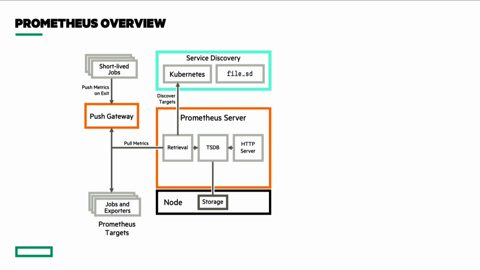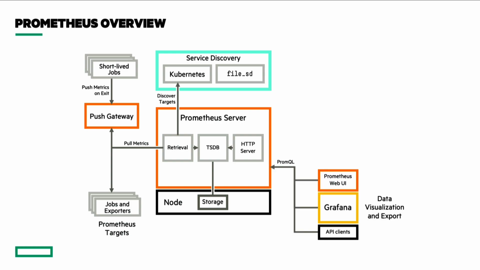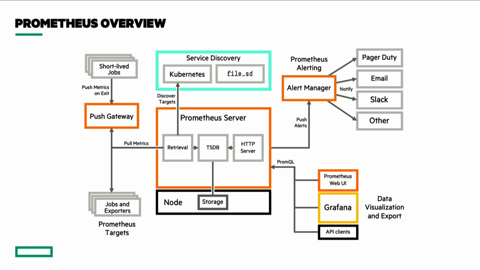Normally, you will query the database through the Prometheus Web UI, but you can also use API clients and also use Grafana, which we're going to use in this example. There's also an alert manager. We're not going to touch on that in this particular demo because I'm going to use Grafana for the alerting functions, but it has multiple different outputs and you can use very complex query languages to set up your alerts.